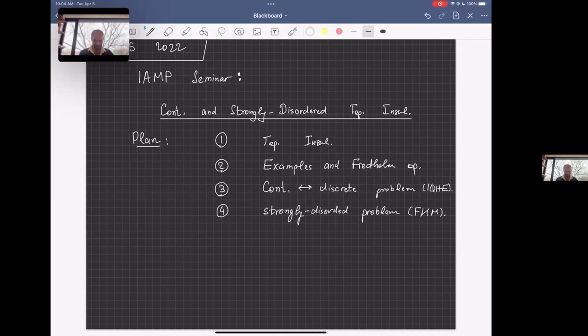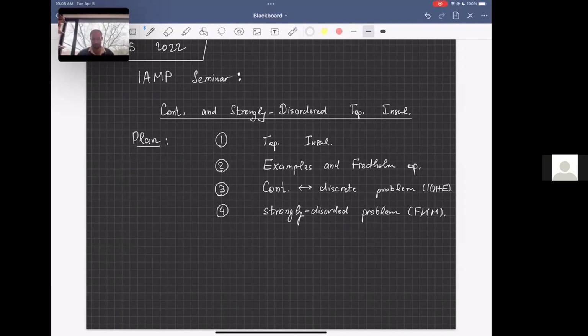So indeed, I will talk about two problems that were published recently about continuum versus discrete and strongly disordered topological insulators. You can see my plan here. First, maybe to the detriment of experts, but still, I'll give a very basic introduction to topological insulators. I'll run through some examples and also talk about my basic vehicle to get results, which is Fredholm index theory. And essentially, the main message of this talk, as I intended, is to communicate just how powerful this tool is.